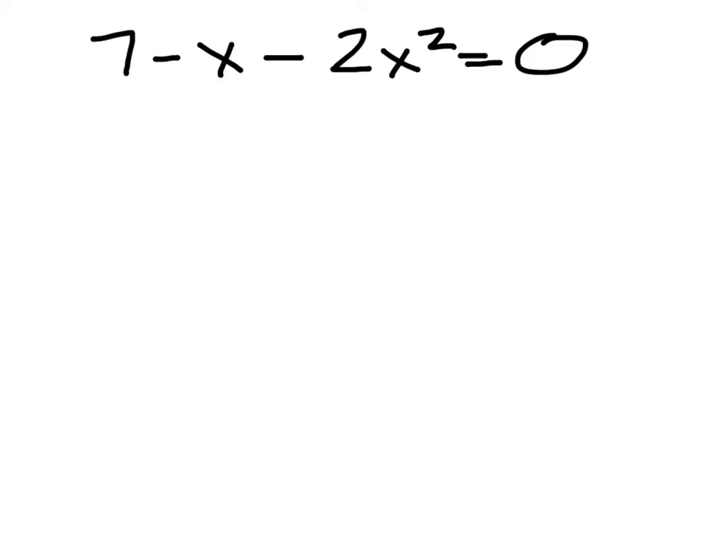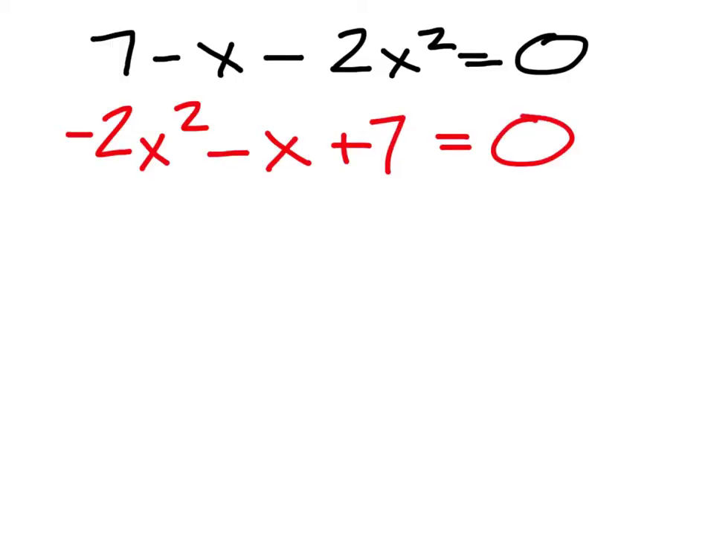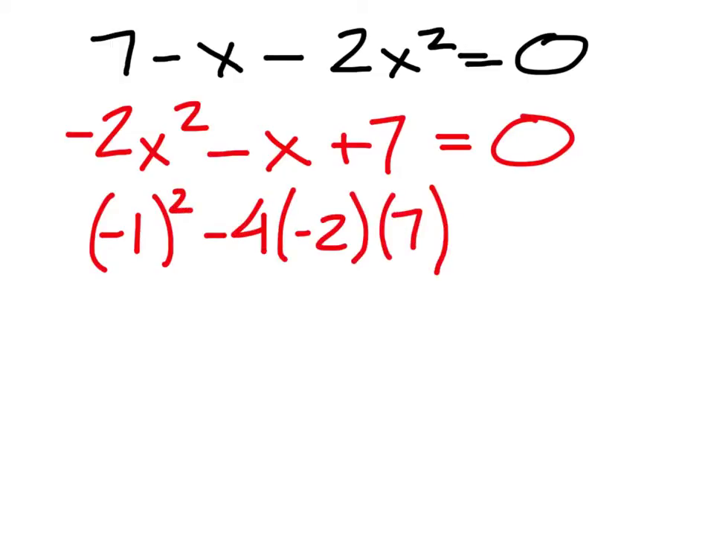On the practice problem, you should have negative 2x squared minus x plus 7, if you put it in order. And then for the discriminant, negative 1 squared minus 4 times negative 2 times 7 will be 1 plus 56. How many had 57 for the discriminant? All right, we're doing good.